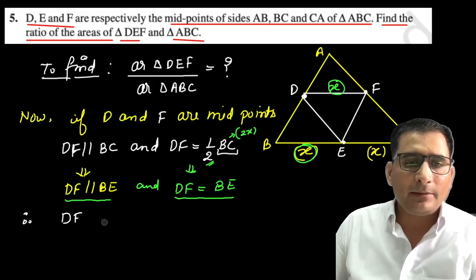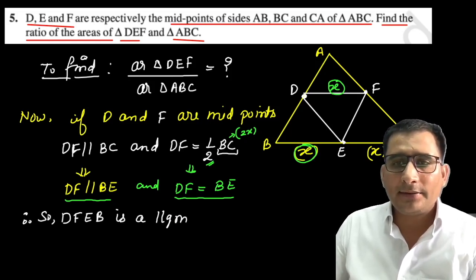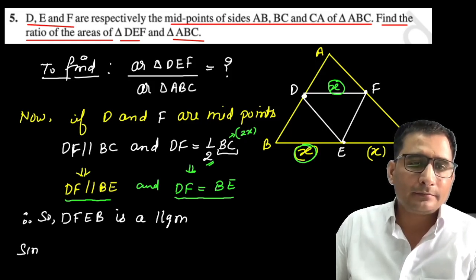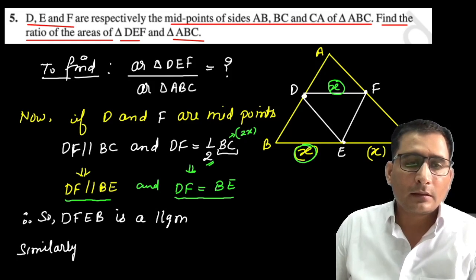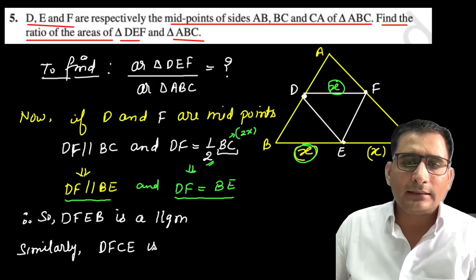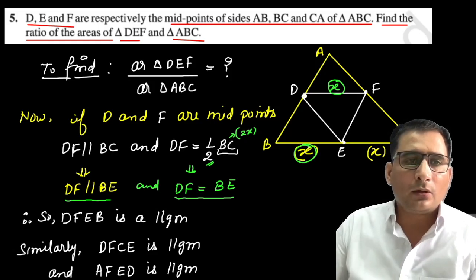So therefore, DFEB, जो DFEB आपको दिखाई दे रहा है फिगर में, so DFEB is a parallelogram. So DFEB क्या हो गया? Parallelogram हो गया, right? DFEB is a parallelogram. Similarly, can I say that DFCE is a parallelogram? ठीक इसी तरह से DFCE is a parallelogram होगा. And वो जो ऊपर बन रहा है, AFED is a parallelogram. तो मैं इनको पैरेललोग्राम बोल सकता हूं.